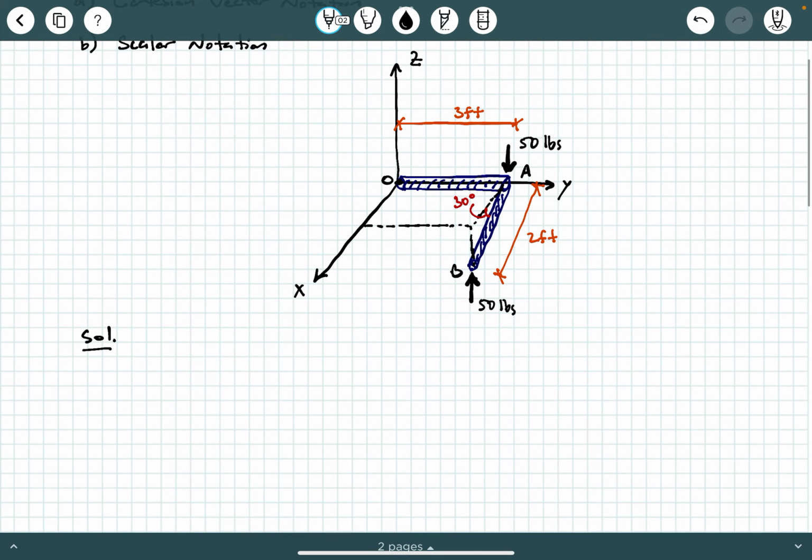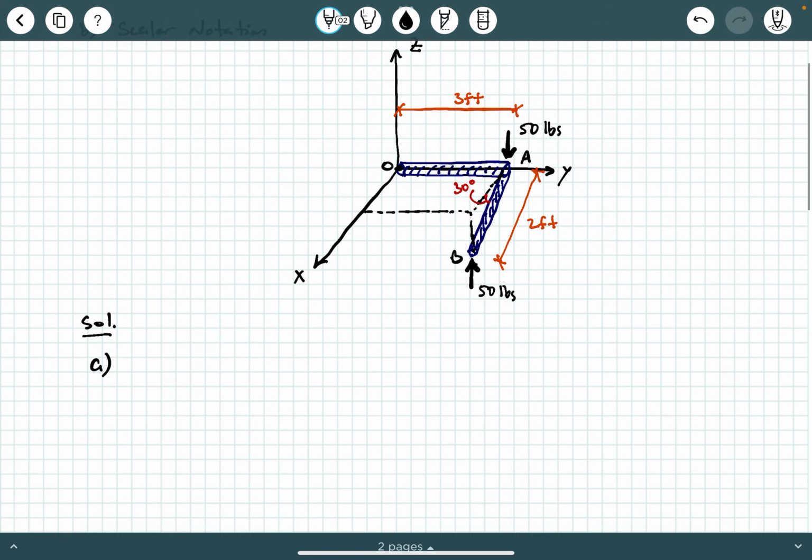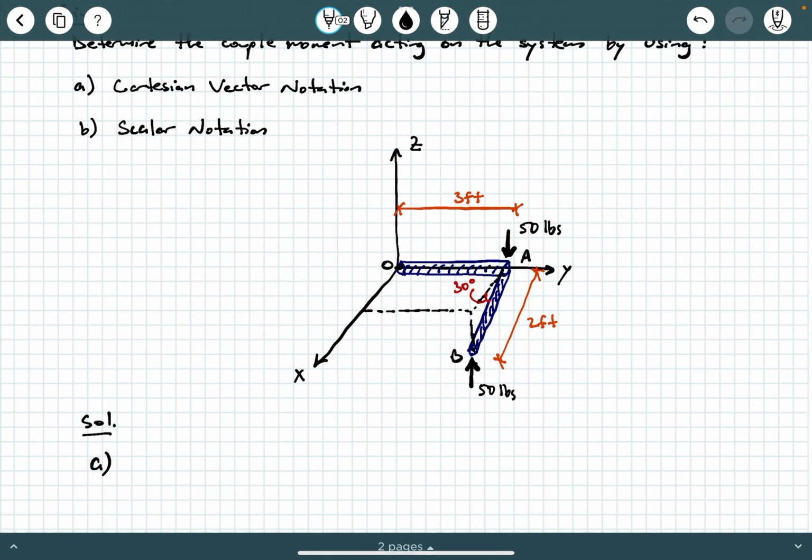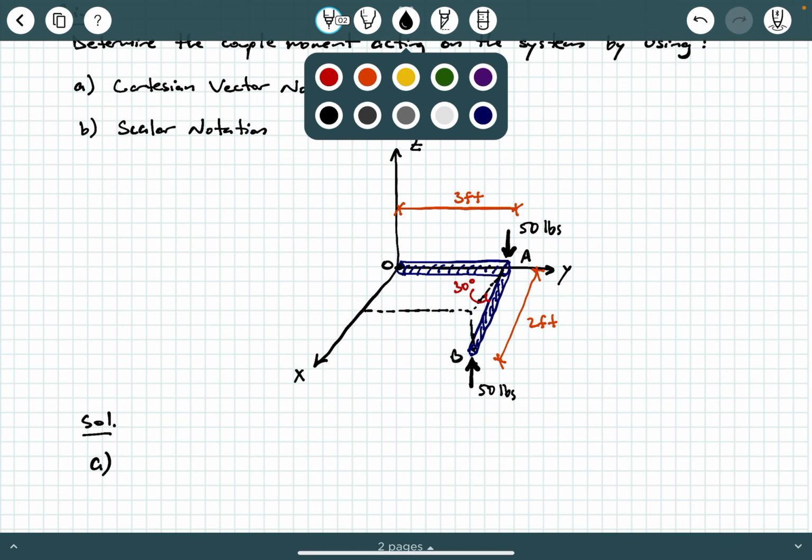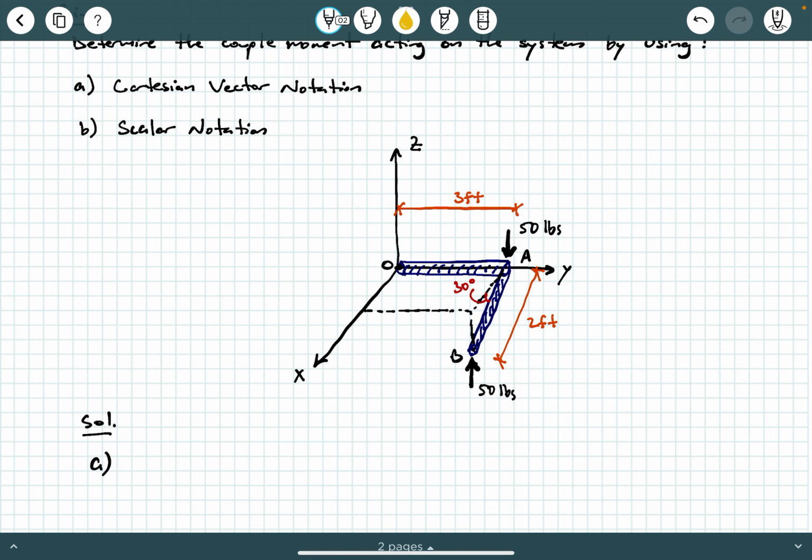Under solution, I'm going to start with part A here, using Cartesian vector notation. In order to do that, I'm going to establish a position vector, and in fact, I'm going to establish two of them. I'm going to use this yellow pin here. I'm going to establish a position vector from point O to point A, and I'm going to call that RA. And then I'm going to establish another position vector from point O down to point B, and I'm going to call that RB. And so I'm going to find the moment about point O due to each of these 50 pounds using these two different position vectors and add it together.